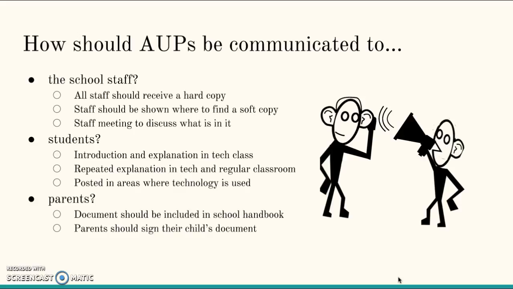Ensuring that staff, students, and parents are informed on the policies is critical to proper implementation of the documents. Staff should receive a copy of the AUP as a hard and soft copy. The policy should be communicated to the staff during a meeting, and they should be given a chance to ask for clarifying questions. Students should be given explicit instruction on the policy in class at the beginning of the year and multiple times throughout it. It should also be posted in areas where technology is present. The AUP should be included in the school handbook for parents to review. Parents should also sign their child's AUP to ensure that they know the guidelines for their child.